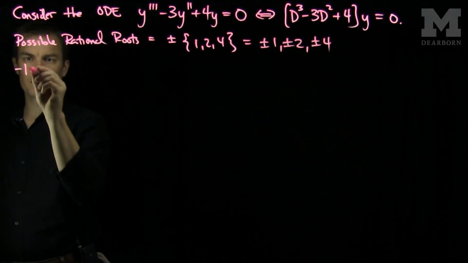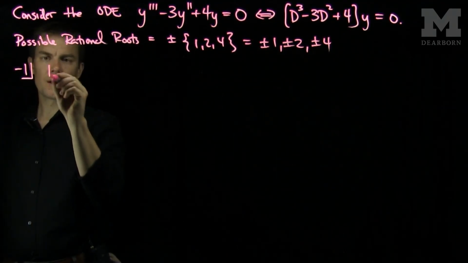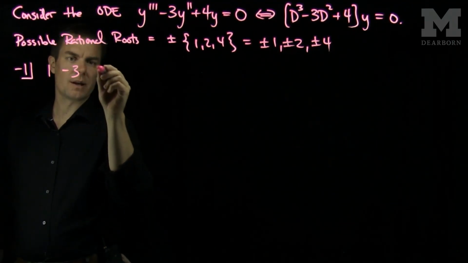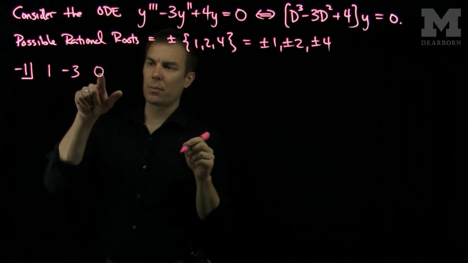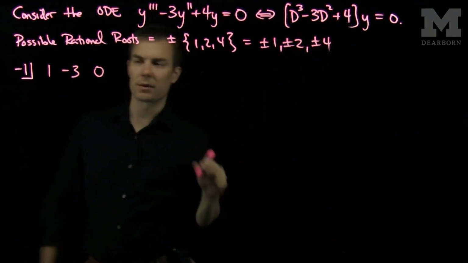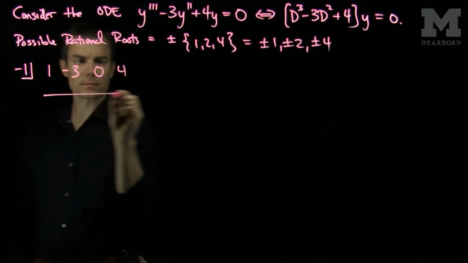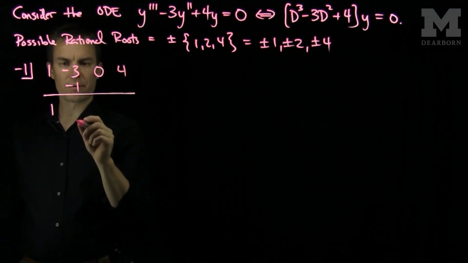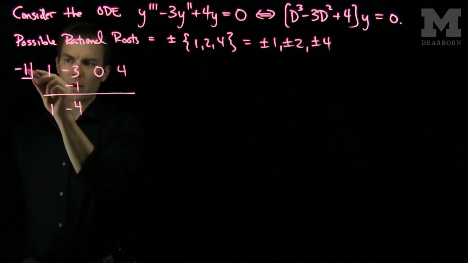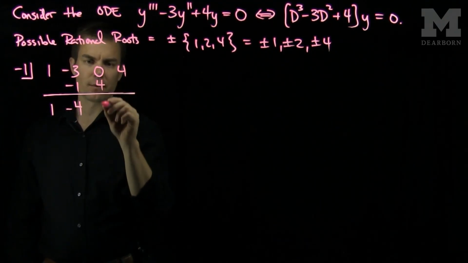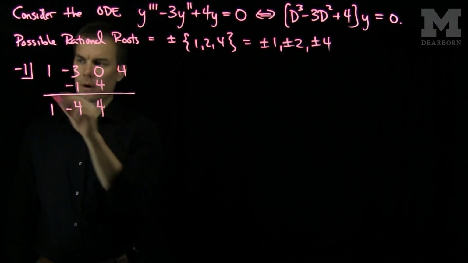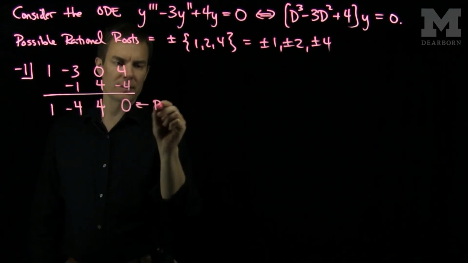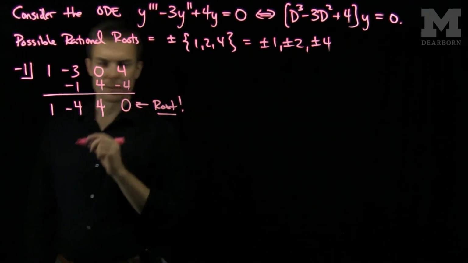So we do the synthetic division, put negative 1 in the box, and store the coefficients of the polynomial on the right. 1, negative 3, then there is no D coefficient, so I put a 0 there, and then a 4. Then we'll have a 1, negative 1 and 1 is negative 1, negative 3 plus negative 1 is negative 4, negative 1 times negative 4 is positive 4, adding 0 and 4 together we get 4, and negative 1 and 4 is negative 4, and we get a 0, and this tells us that we have found a root.